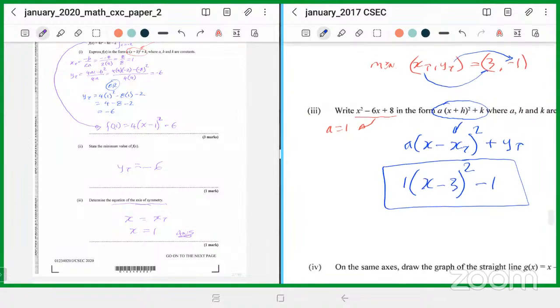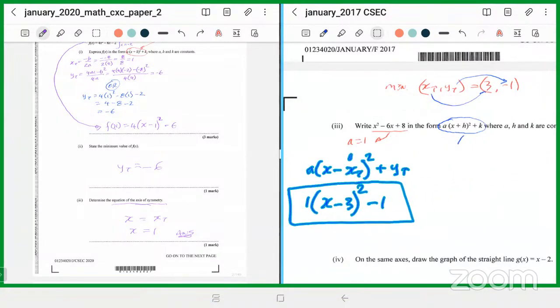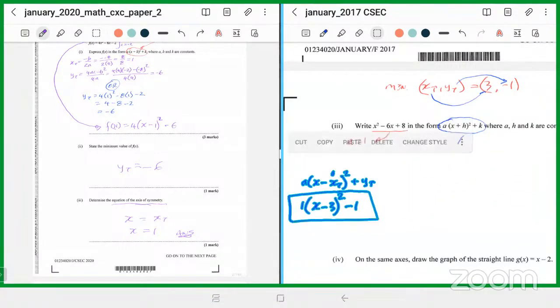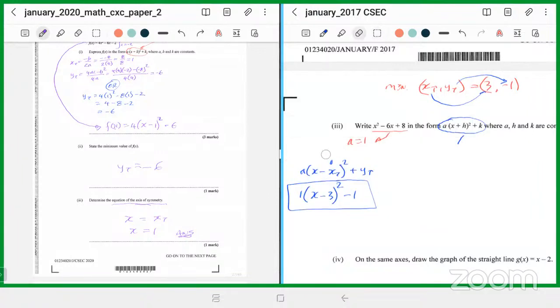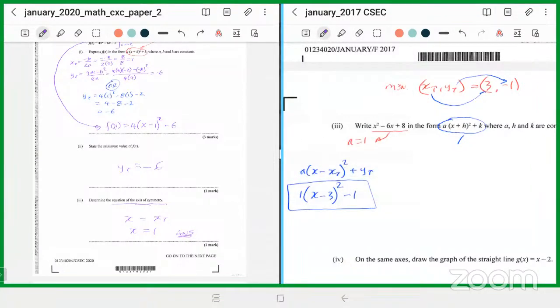I don't have to calculate it because I know xt and yt from the graph. But I'm going to calculate it this time just to show you that I'm going to get the same values. So let me move this over, and I'm going to calculate it and show you that the values will be the same when I'm done, if I use back the method that we learned. Let's do it in purple right here.